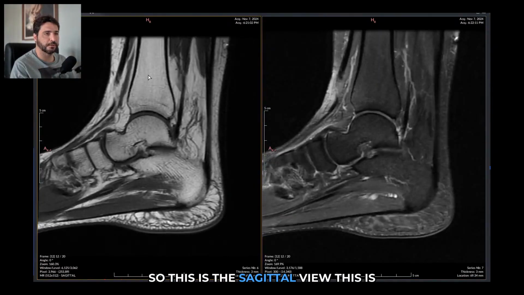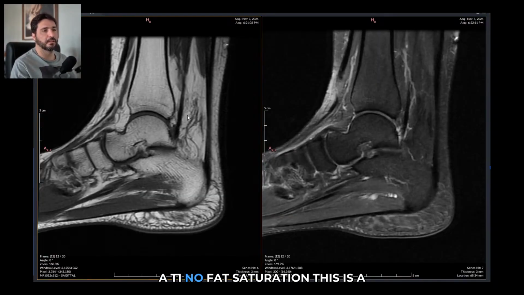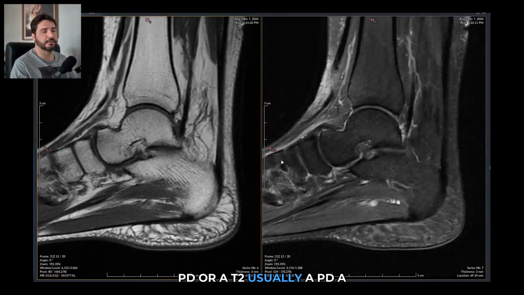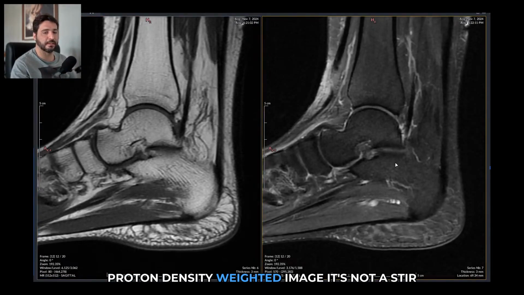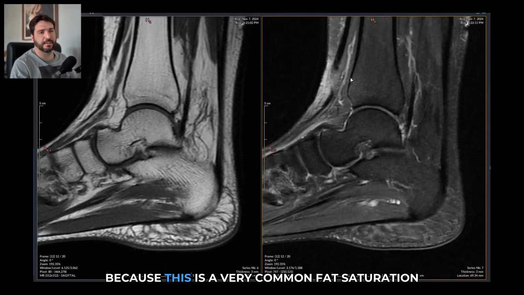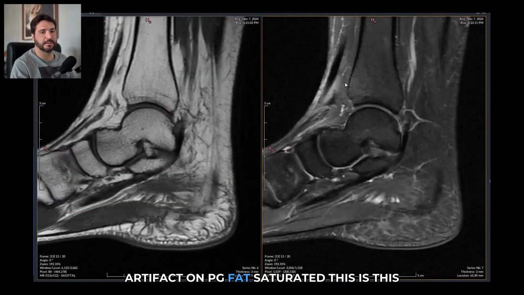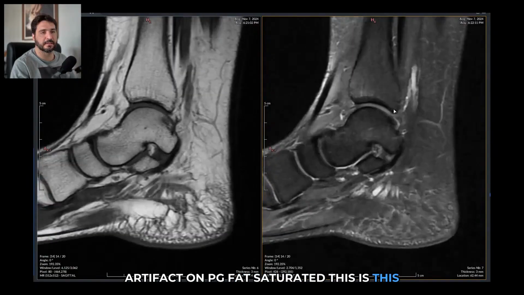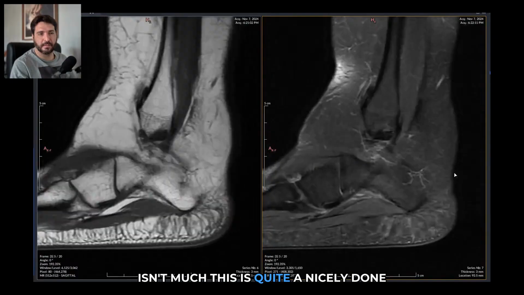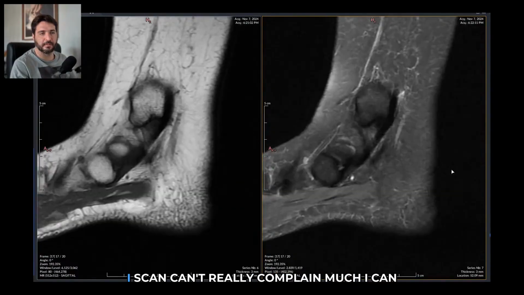So this is the sagittal view. This is a T1, no fat saturation. This is a PD or a T2, usually a PD, a proton density weighted image. It's not a STIR because this is a very common fat saturation artifact on PD fat saturated. This isn't much. This is quite a nicely done scan.